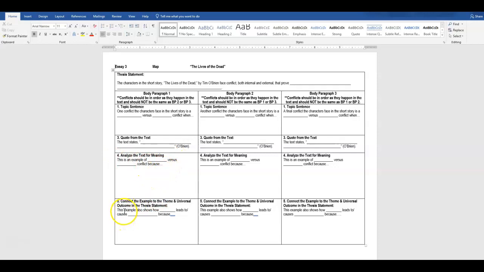Then you will, for number 5, this example shows how, and then you will put whatever you put here in here, and then finish out the sentence with what you expect to be talking about. Now, your map doesn't have to be exactly the same as what you have on your outline, but your map should give me a good idea about where you're going.